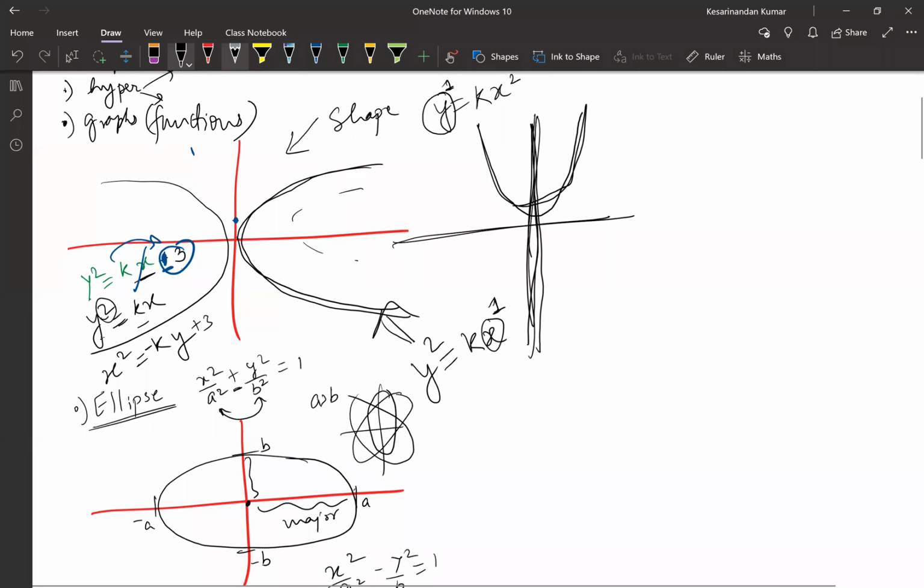I hope that part becomes clear. Is this part understood? What change has to be made? This is this, and this is this. Y square is equal to kx. K can be any value. If it is positive, it will be like this, negative like this. This is the graph of y square is equal to kx, and the graph of y is equal to kx square. K is positive, this will be the graph.